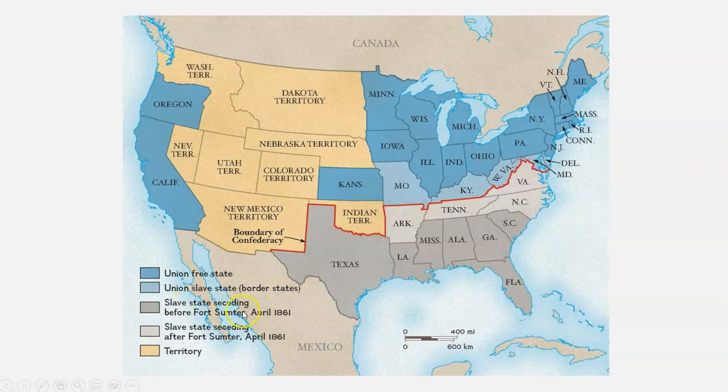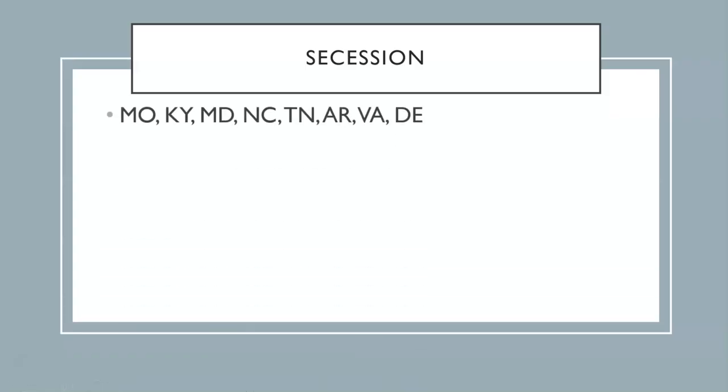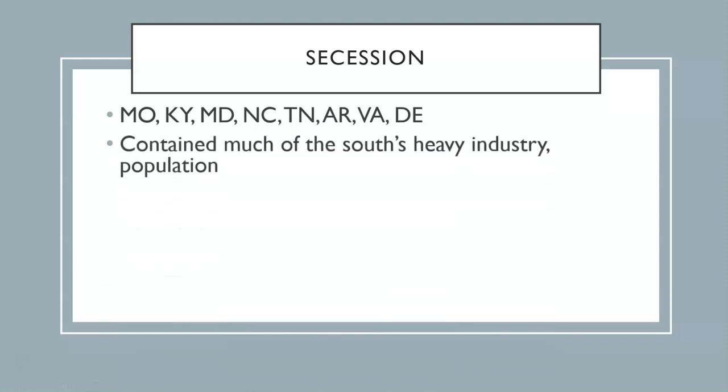Slave states seceding before Fort Sumter in 1861, that's in the darker color. And then after Fort Sumter, that we'll probably end up talking about next time. Of course, you've heard of Fort Sumter, the beginning of the war, and then territories. So I think that's a pretty good map to give us this idea. All right, so here is a list of secession.